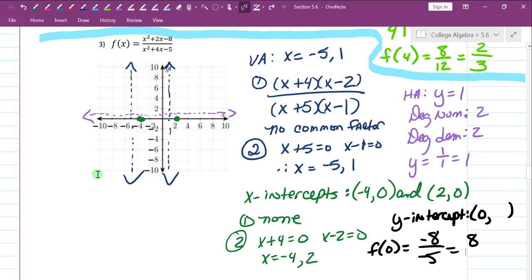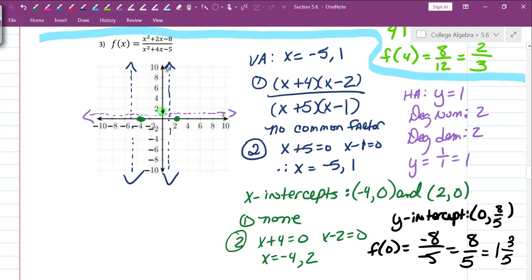Eight fifths, so that'll be 1 and 3/5. So we'll just put 8/5 right there, and 0, 1, and 8/5. So it'll be right about there.